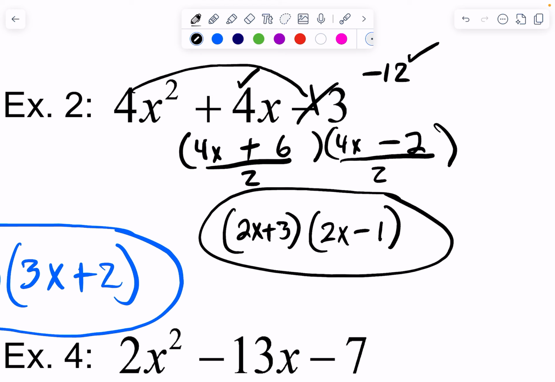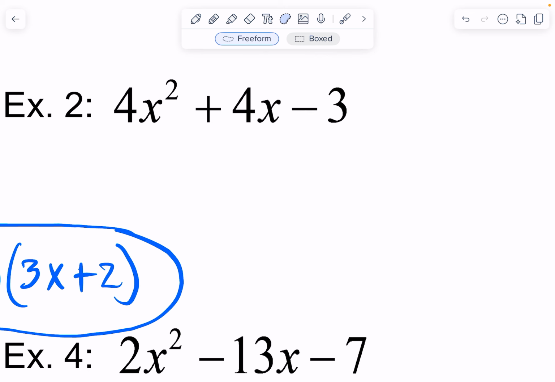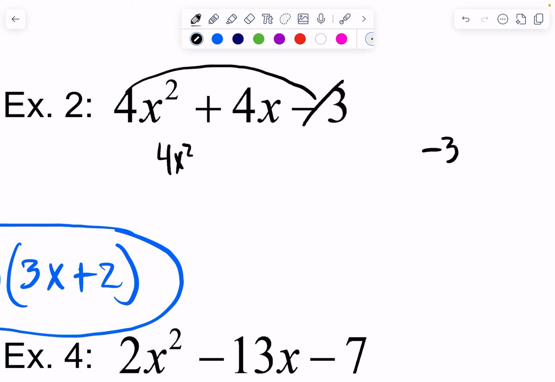All right, let's go. Okay, let's do it grouping. For grouping, I'm going to separate my first and last terms once again. Going to multiply a times c to get me a new c of negative 6 once again. What times what is negative 6, but when added together is positive 4?